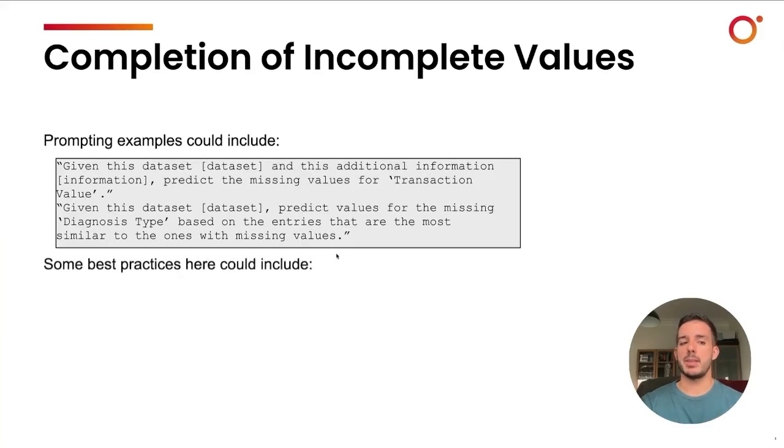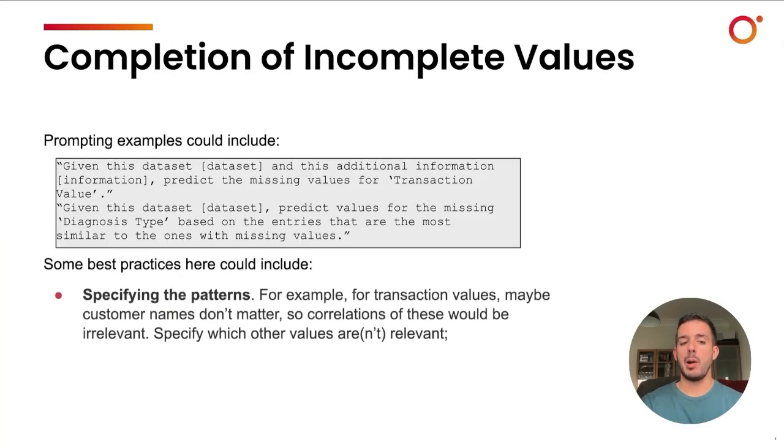What are some best practices when we are trying to achieve this? Well, you have to specify the patterns. That's a best practice. For example, if you have transaction values, maybe the customer names don't matter. So the correlations between the customer names and the transaction values are irrelevant. So what you want to do at the end of the day is tell the generative AI model what are the correlations or the values that are relevant and the ones that are not relevant. It can already do this to an extent, but it's better if you explicitly state that.